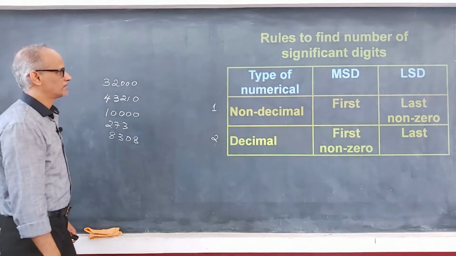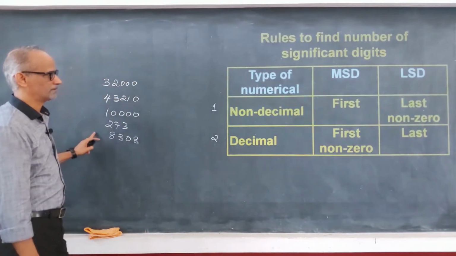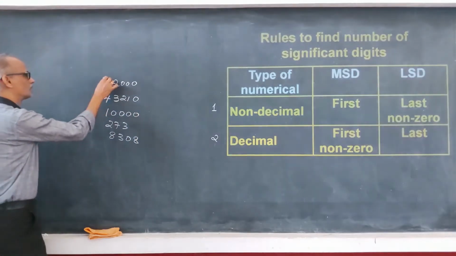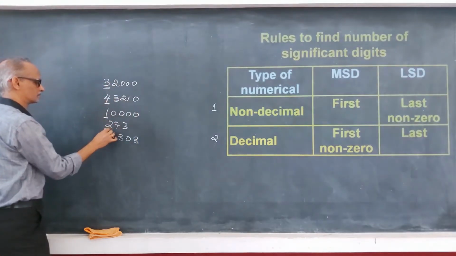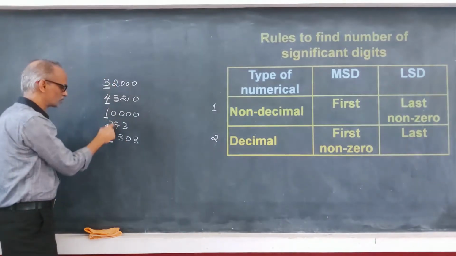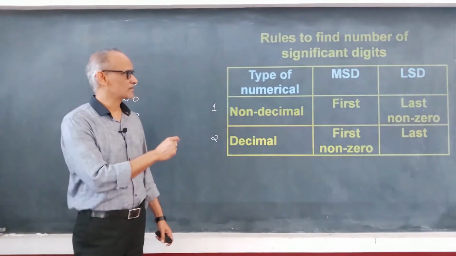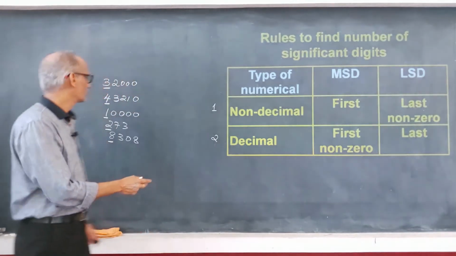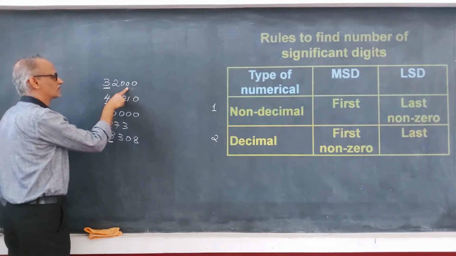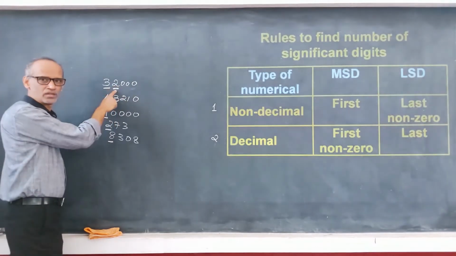Okay, right. So let's identify the type of numerical is a non-decimal. Clear? Non-decimal. Which is the most significant digit? The first digit. So these are all most significant digit. Okay, the first digit is the most significant digit. Are you clear? Okay, and now which is the least significant digit? It has to be last non-zero. This is a 0, so this cannot be the least. This is 0, this cannot be the least. This is 0, this cannot be the least. So this is the last non-zero digit.